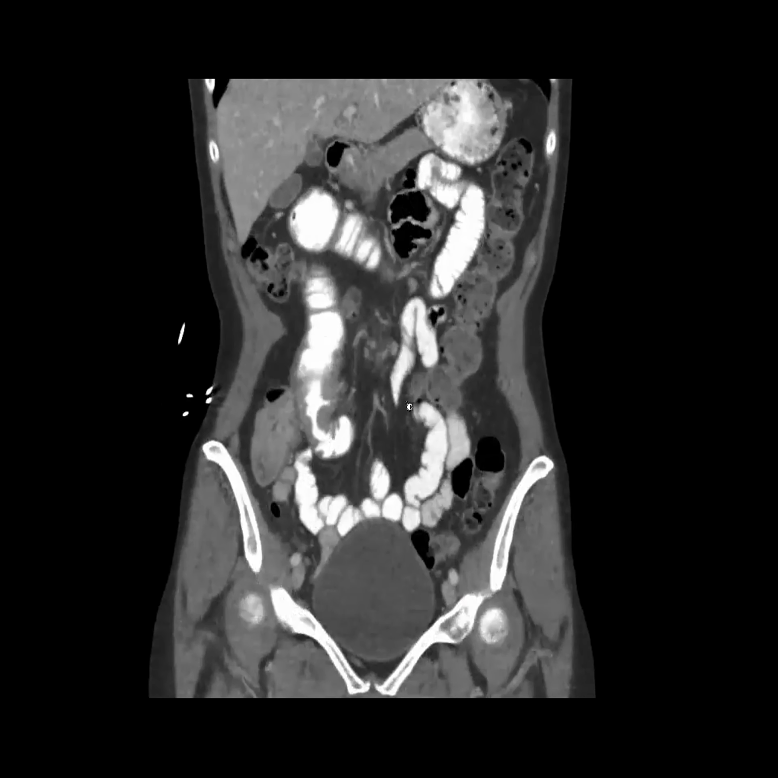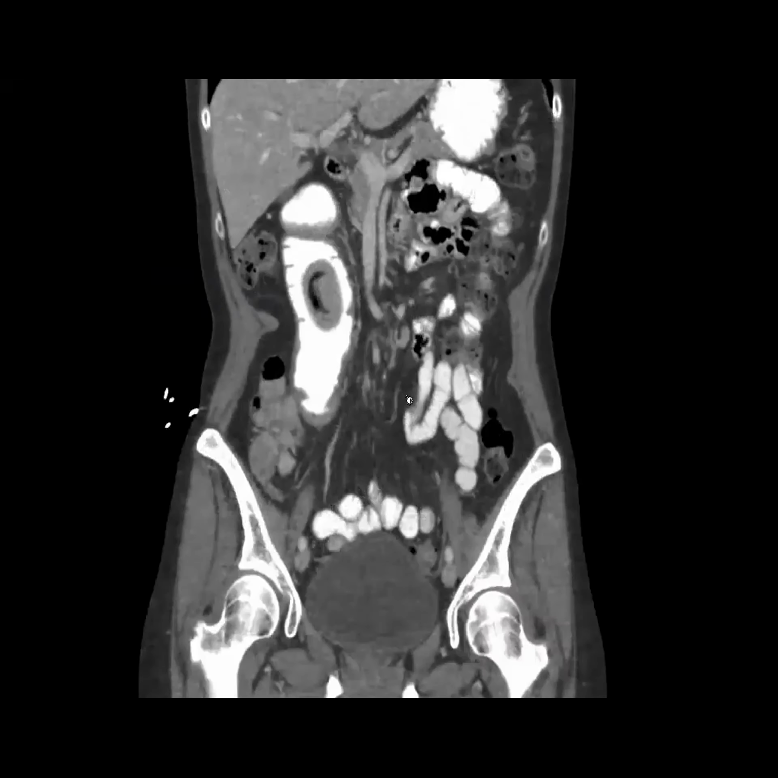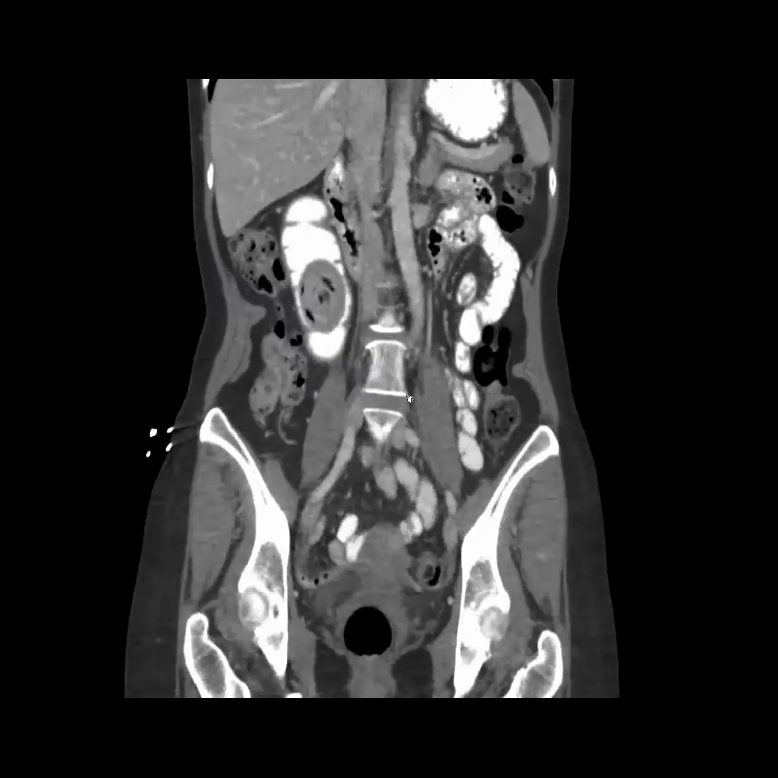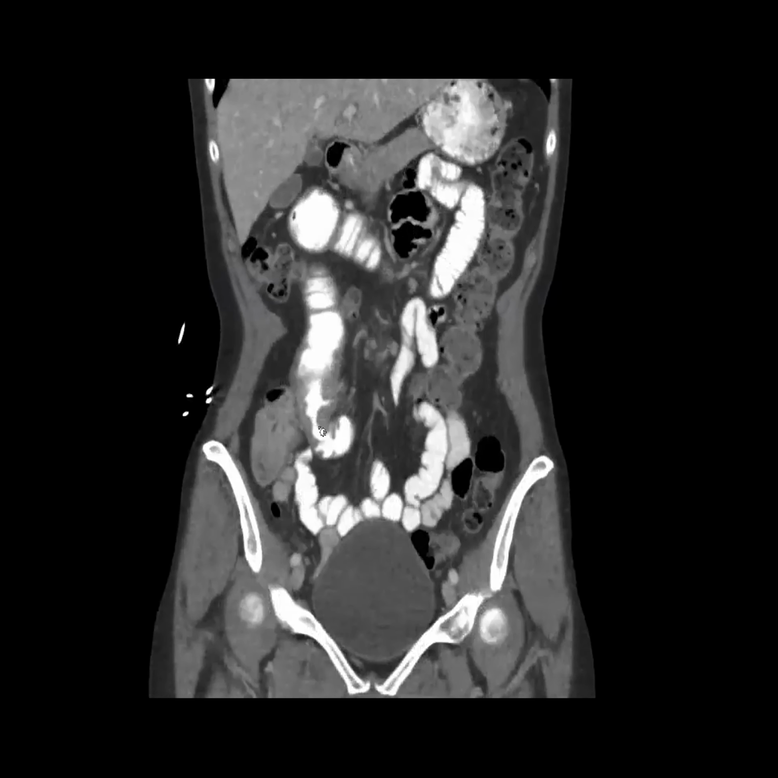What do you guys think? Kind of looks like a partial obstruction, and then there's maybe a fecalith proximal to it. Yeah, good. So we thought this looked concerning for an adenocarcinoma.